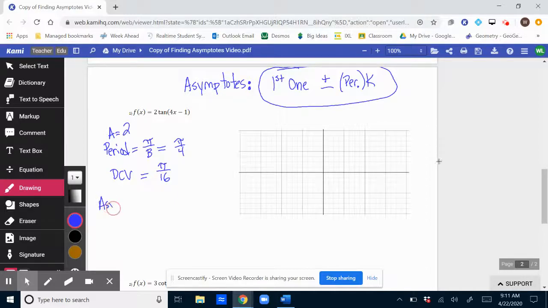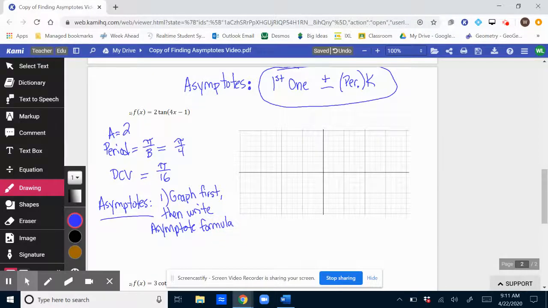Okay, asymptotes. For tangent, you should do it after you graph. So graph first, then write the formula for the asymptotes. The reason being, graphing it for tangent is actually going to help you figure out the way that we write it. So here's 0.